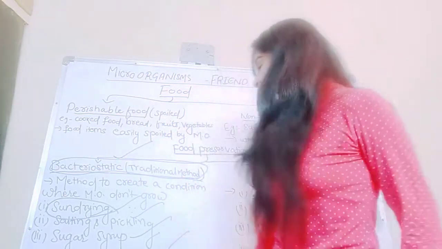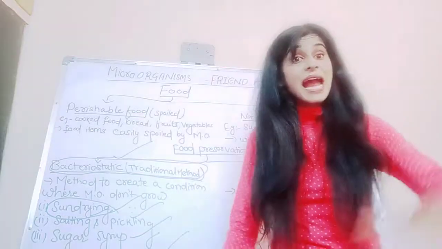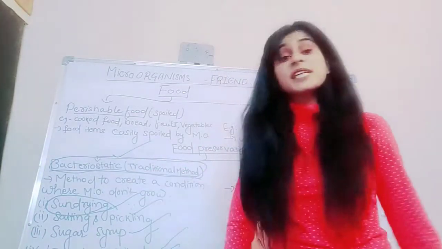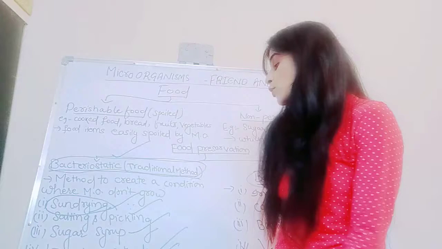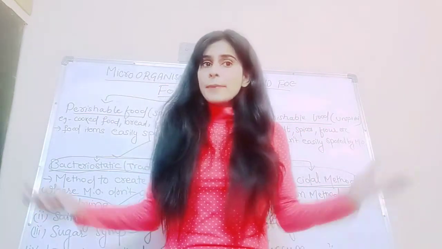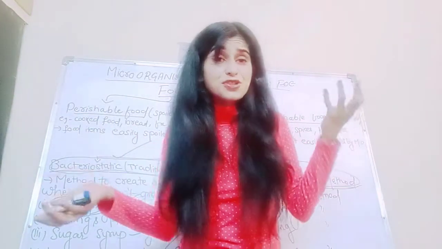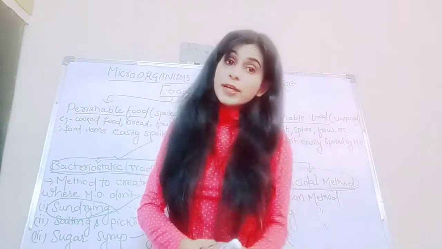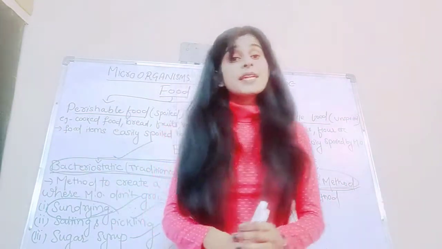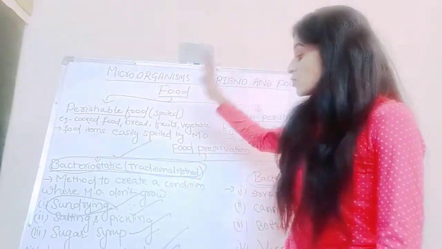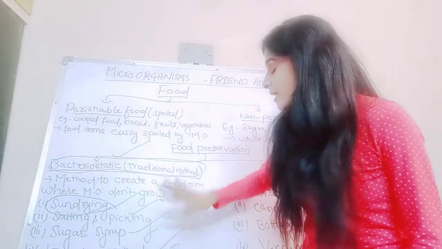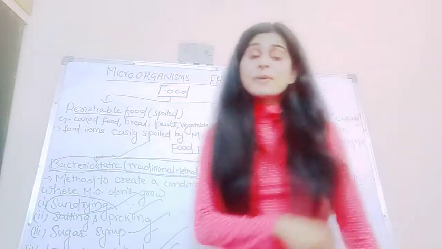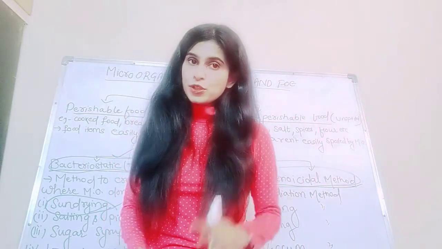Understood now? Next, the last and final method which comes under your bacteriostatic method is the chemical method. A number of chemicals, such as potassium and sodium chemicals, are used to preserve food materials for a longer period of time. Yes guys, so these are the 5 methods which come under the bacteriostatic method to preserve food.